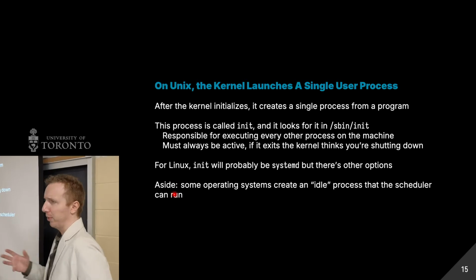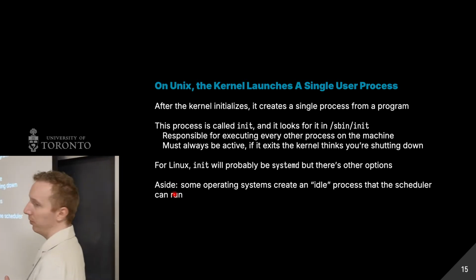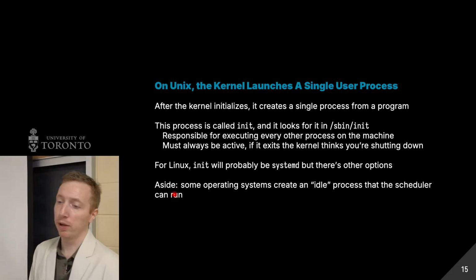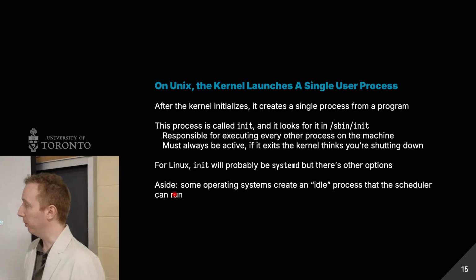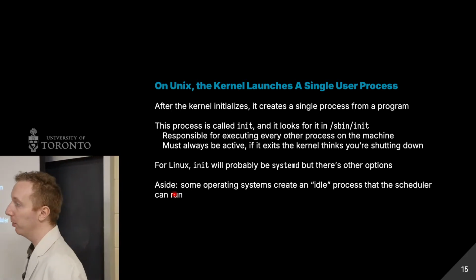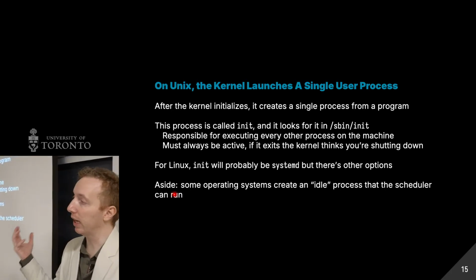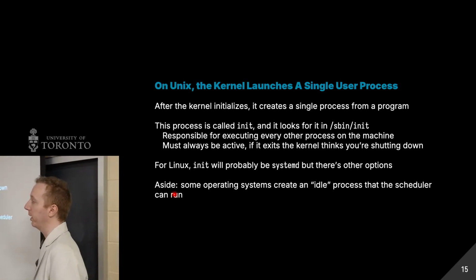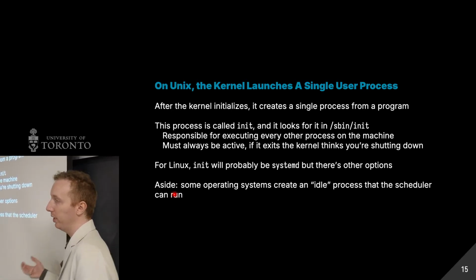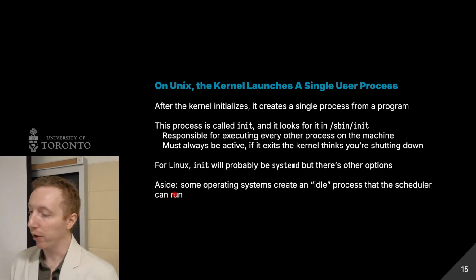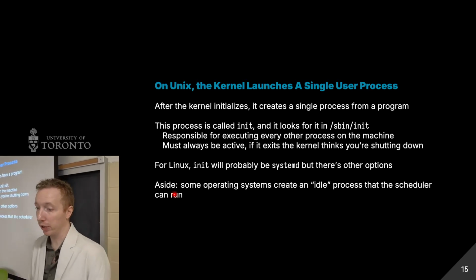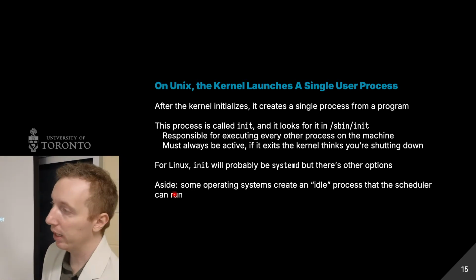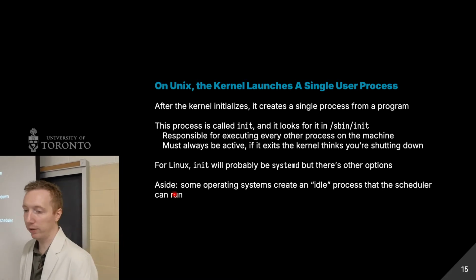Also, the infrastructure for why we have this parent-child relationship is because on Unix, so Linux or Mac OS, when you boot up your machine, the kernel is technically only responsible for one job for user space. It launches a single user process, and then that process is responsible for creating every single other process on your machine, either directly or indirectly. So it has a special name. It's typically called init. The kernel, when it boots up, will look for it in the folder sbin init.